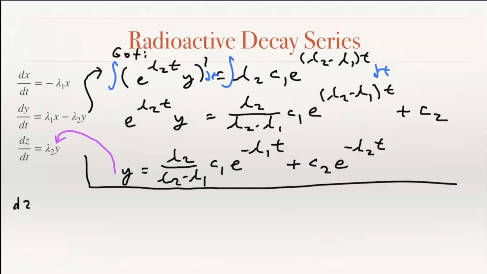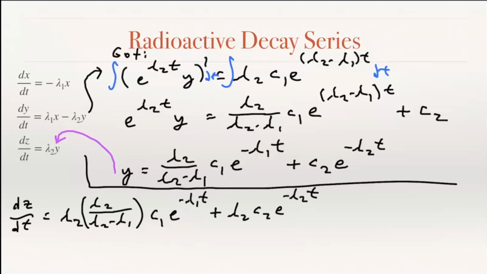So this is now dz dt is this. I just multiply that lambda 2 to both pieces. Notice that there's no z on the right-hand side, nor x nor y. This is just saying that the derivative of z is this function of t. So all we do is we integrate both sides, dt.